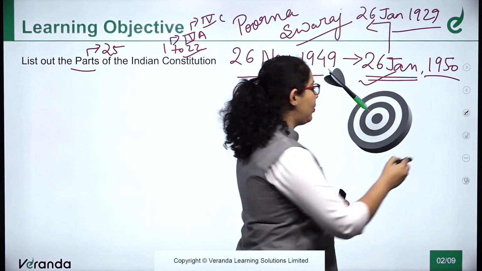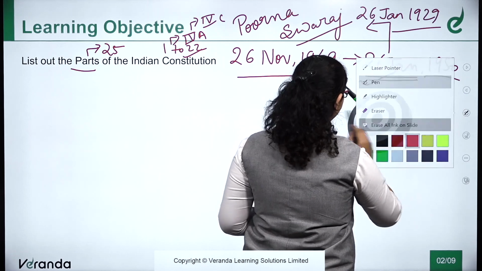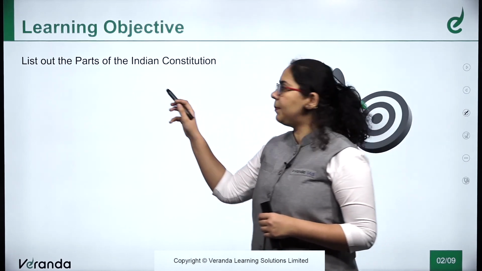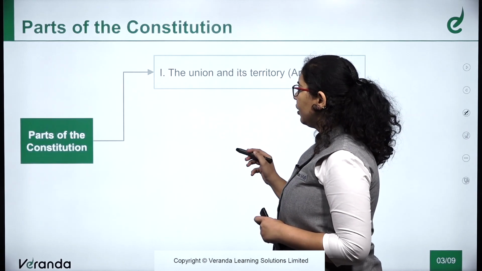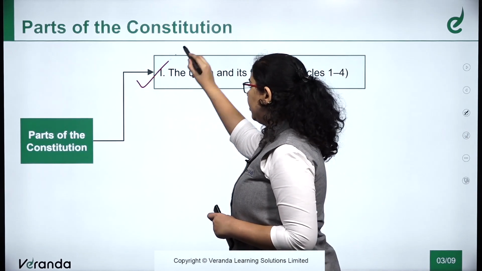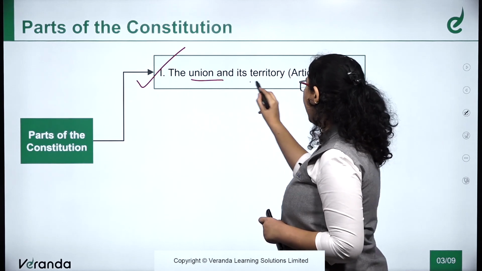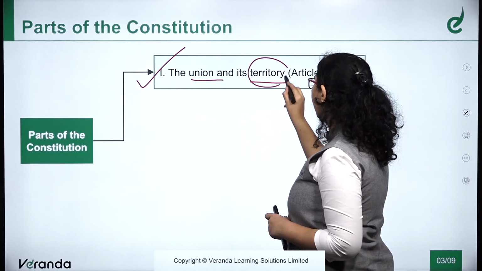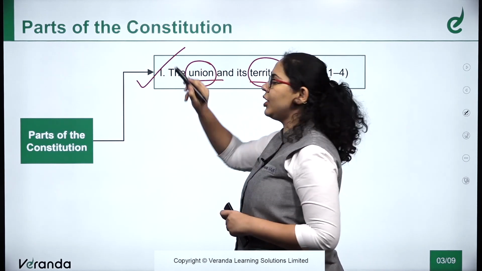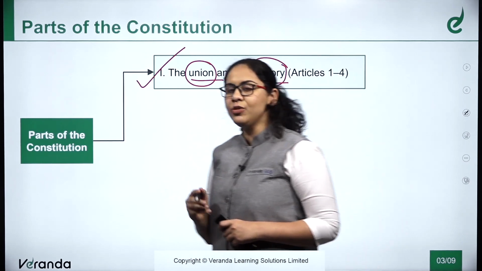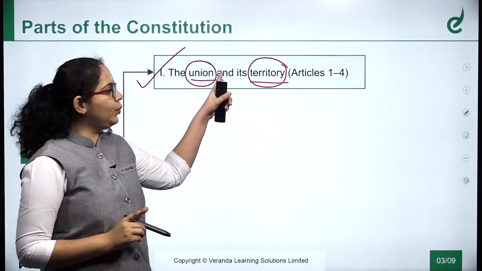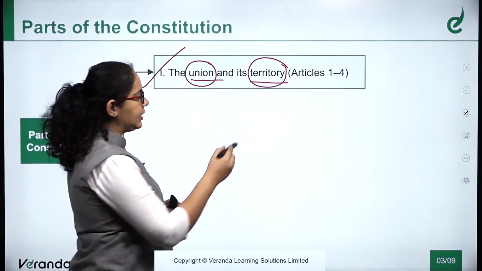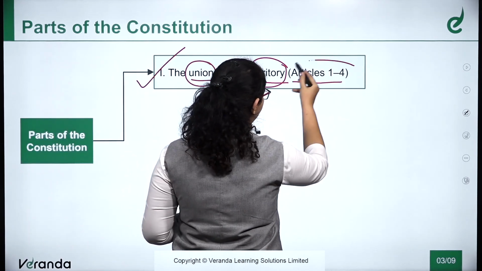Okay, so what is the objective of this lecture? We will be seeing the parts of Indian Constitution. We'll begin. The very first part states about the Union and its territory. At the end of this lecture, you will realize how synchronized is our Indian Constitution. First is Union and its territories, Article 1 to 4.